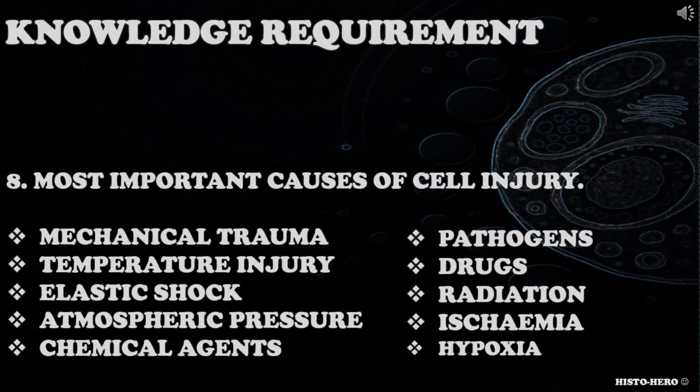The eighth knowledge requirement is for you to know the most important causes of cell injury. What are the most important causes of cell injury? Consider hypoxia, ischemia, infectious agents, physical damage like trauma, temperature injury, radiation, atmospheric pressure or electric shock, pathogens like viruses, bacteria, or fungi, chemical damage via toxins, pollutants, or drugs.